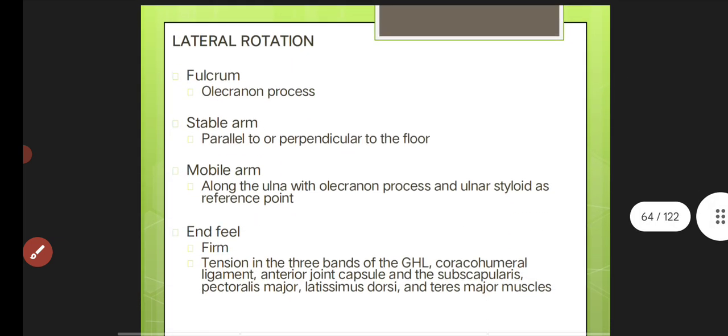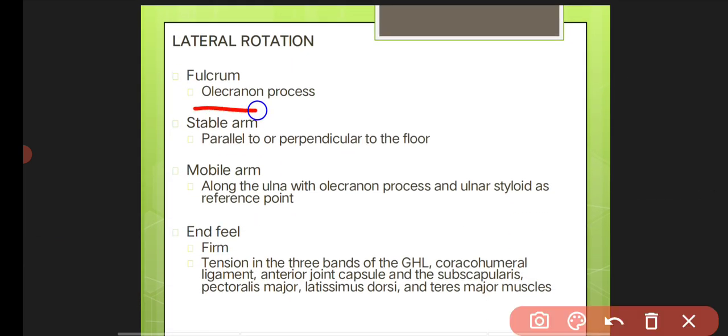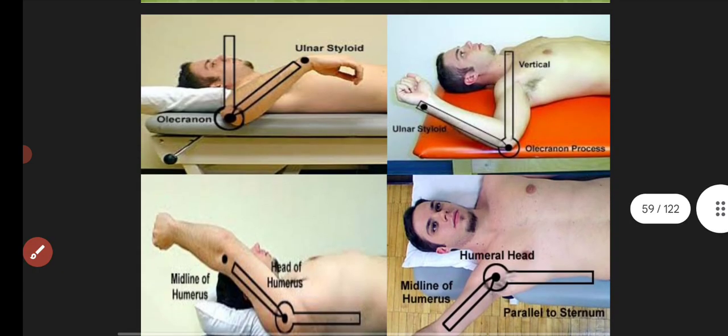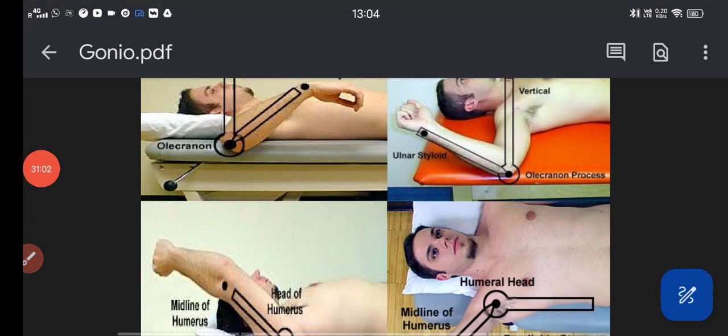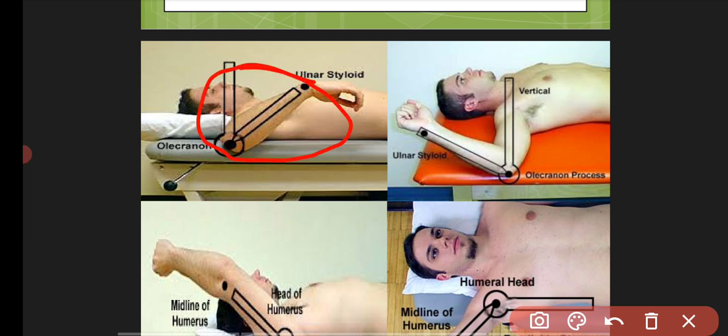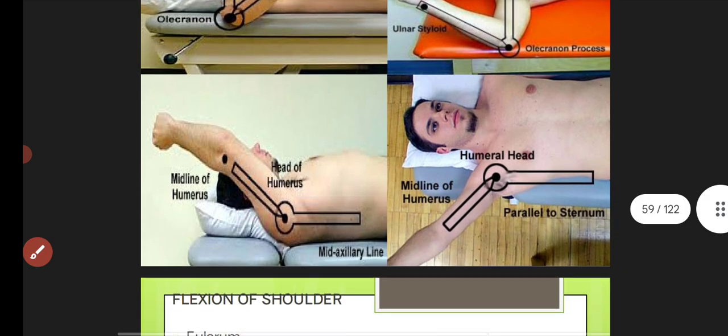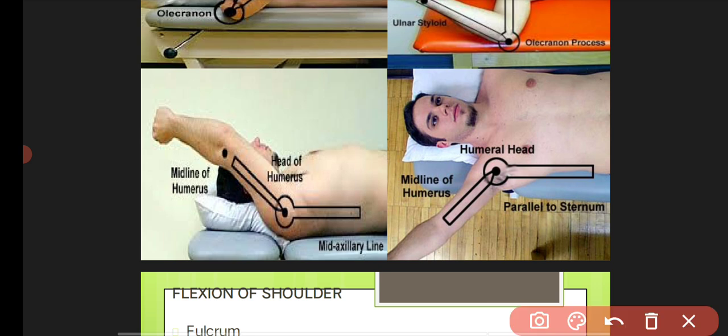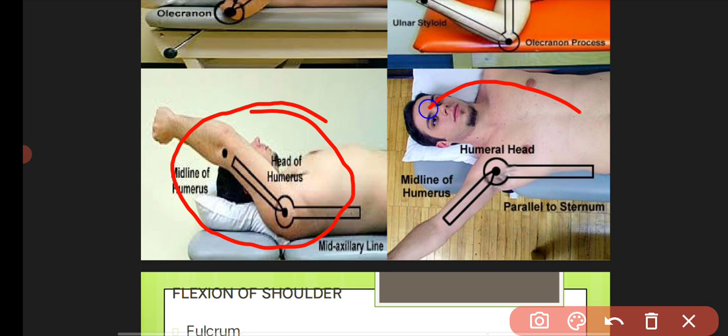The next one is the lateral rotation. In the same way, the fulcrum will be at the olecranon process. Here you can see the fulcrum at the olecranon process. This position is used for measuring the lateral and medial rotation. These two positions, and this position is used for flexion and extension, and this is for abduction and adduction.